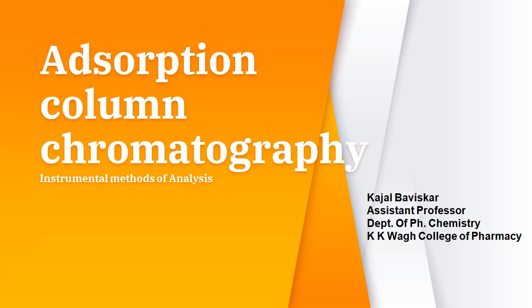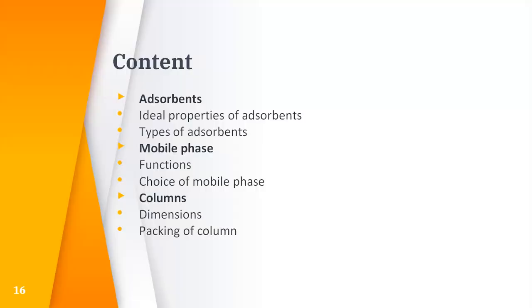Dear students, in this session we are going to see more detail about adsorption column chromatography. So the content for the presentation are, first we will see about the adsorbent, that is stationary phase, its ideal properties and the various types of adsorbents which are used in the column adsorption chromatography. Next is mobile phase, its function, choice of mobile phase and examples of some mobile phase.